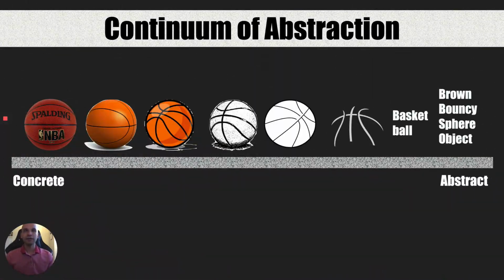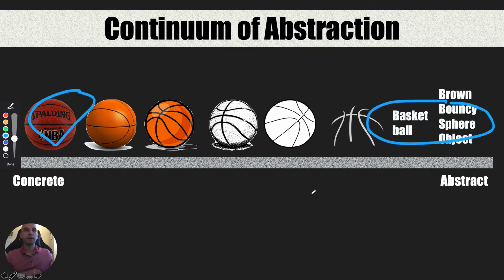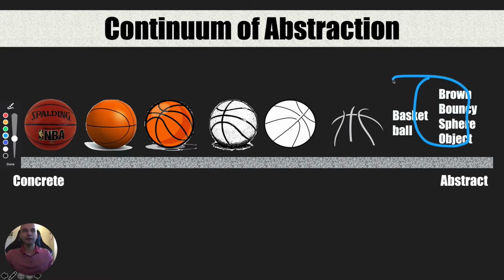So, when you go back to the continuum of abstraction, you can see that you go from having just words all the way to having pictures. You have words over here and you have pictures over here. When you're trying to make numbers go from abstract to concrete, you're trying to take something like this and make it something like that.